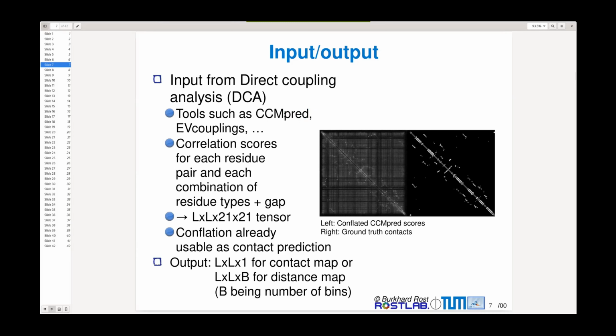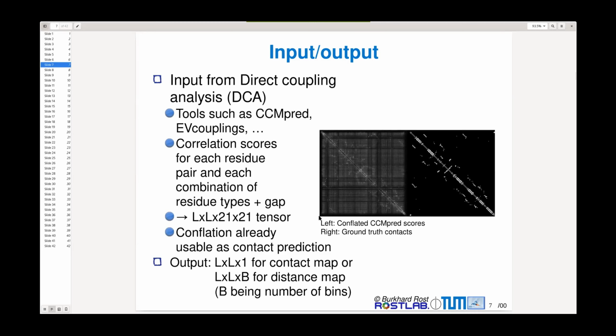Let's talk about what it actually does. What it outputs from the MSA as an input are correlation scores for each residue pair and each combination of residue types plus the gap character, which you also see a lot in MSAs. So what you get out is a tensor of L times L, because it's pairwise information, and then 21 times 21 for all these combinations. You have 20 amino acids plus the gap. So you have correlation scores for all of them.